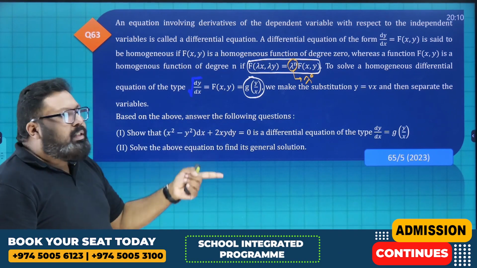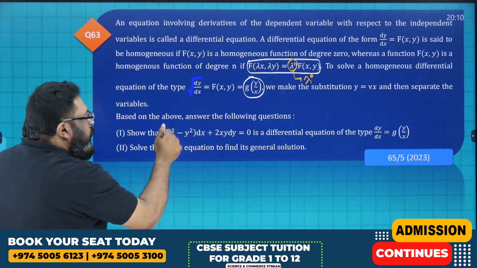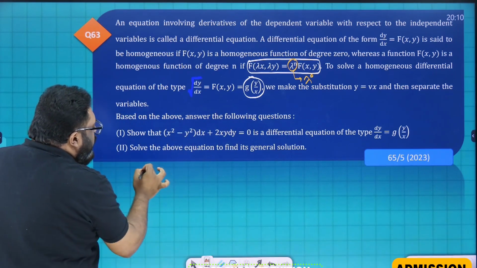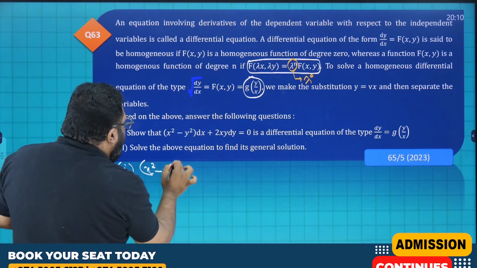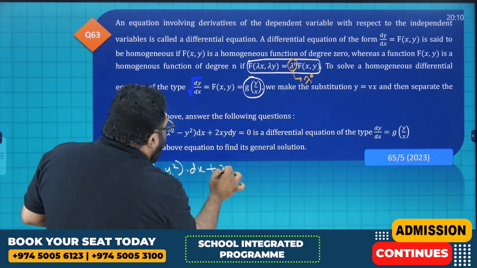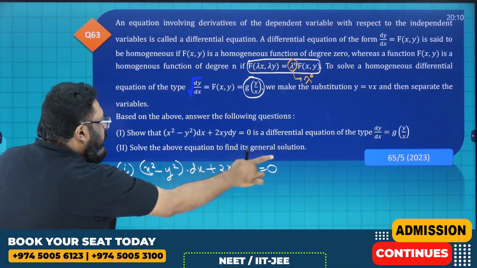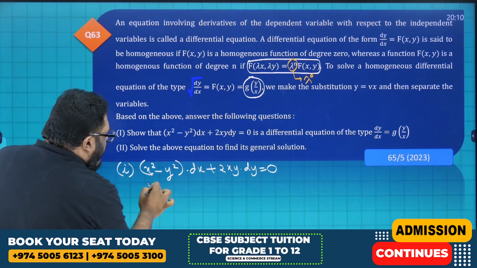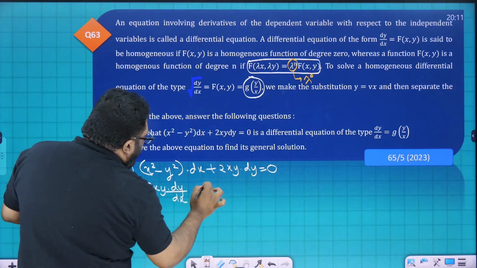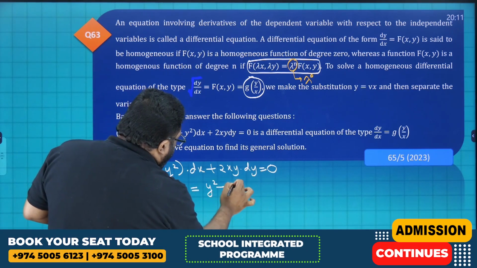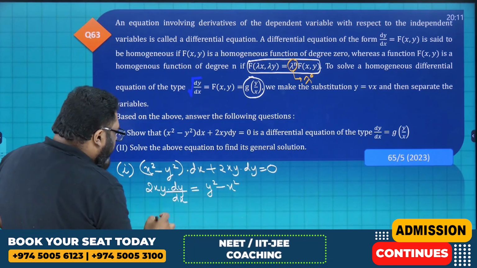Based on the above, answer the following questions. Show that it's a differential equation of the type. So I have to show it like that, so I need dy by dx. Question number 1, my dears: x squared minus y squared into dx plus 2xy dy is equal to 0. I'm just taking this term that side and dividing with the dx. 2xy dy by dx is equal to y squared minus x squared. I just took it that side, so it became y squared minus x squared and dy by dx.